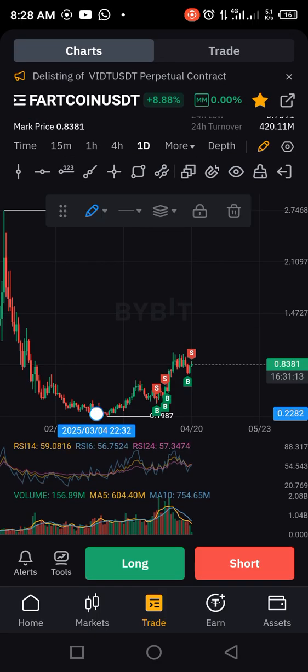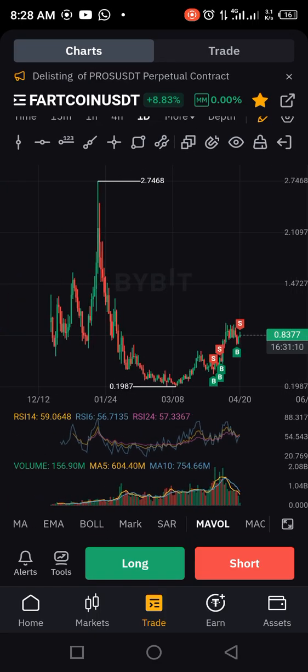Now first, what did I do? I came to the daily time frame to map out my key zones. Which in this case is going to be this zone right here, one of the key zones, right? This is one of my key zones right here. This is how to trade. This is a live analysis, right?